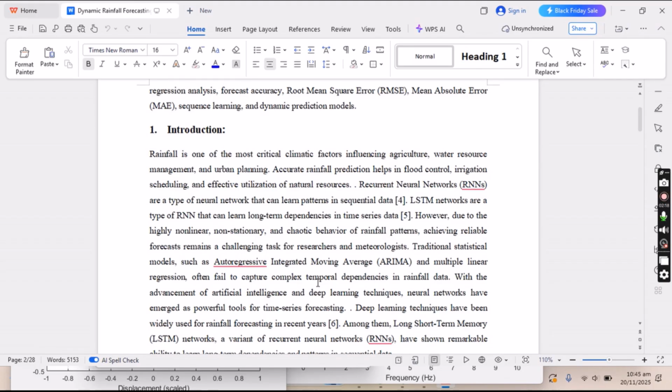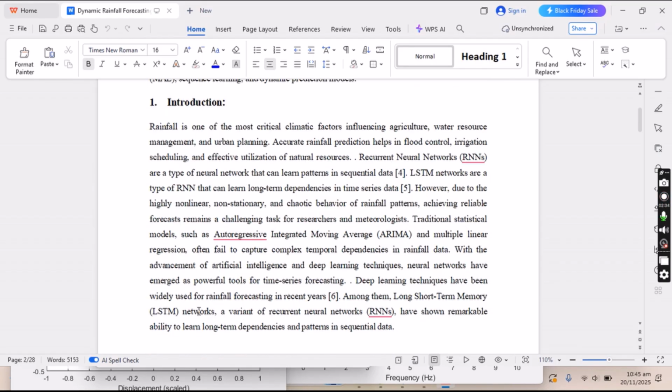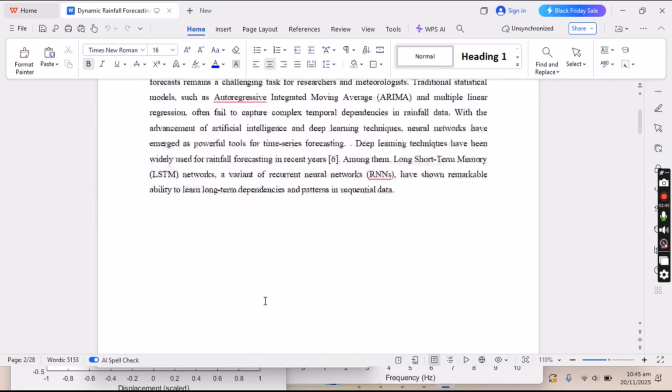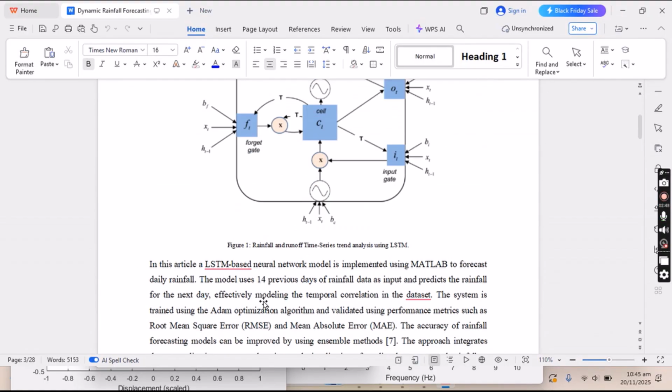we have used a recurrent neural networks dataset. We call it the RNN method, and long short-term memory. Traditional methods of rainfall forecasting, such as autoregressive integrated moving average and multiple linear regression, often fail to capture the complex temporal dependencies in rainfall datasets. So I have written the introduction of this paper, this article basically.